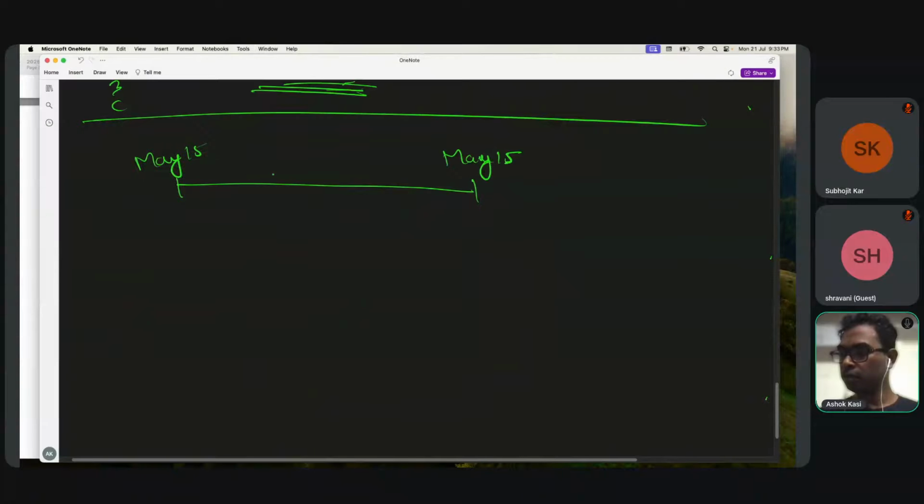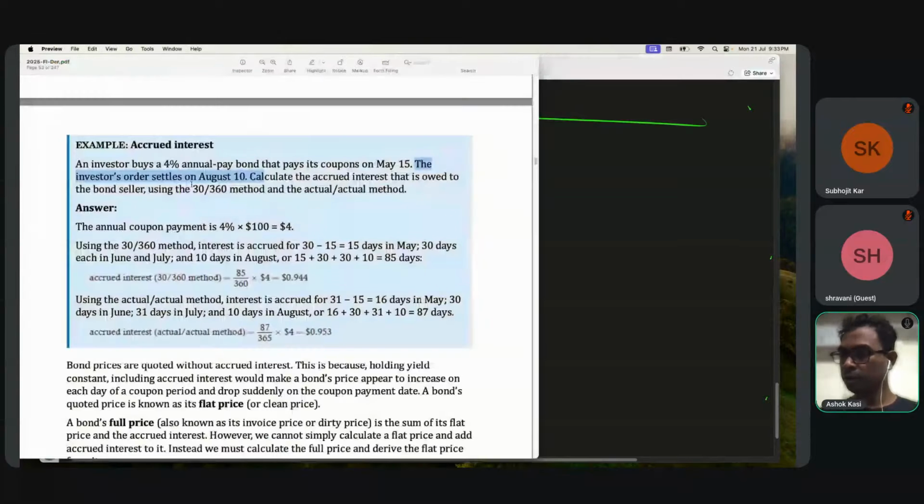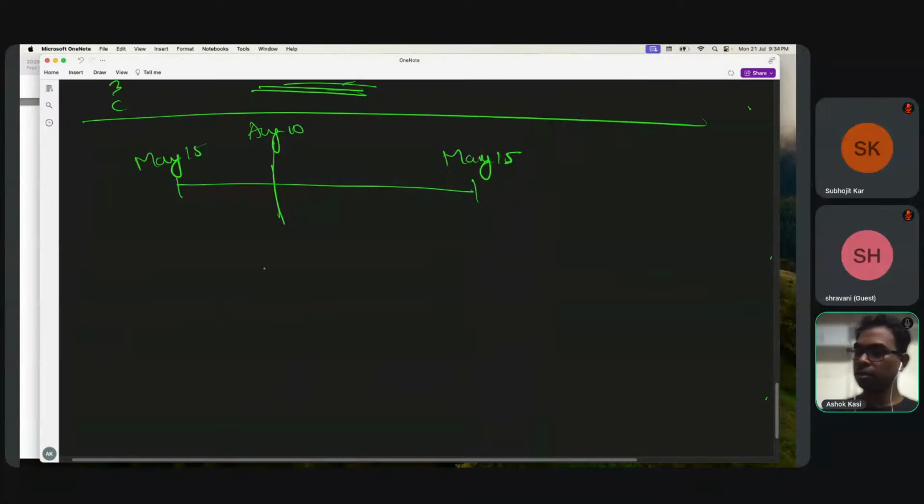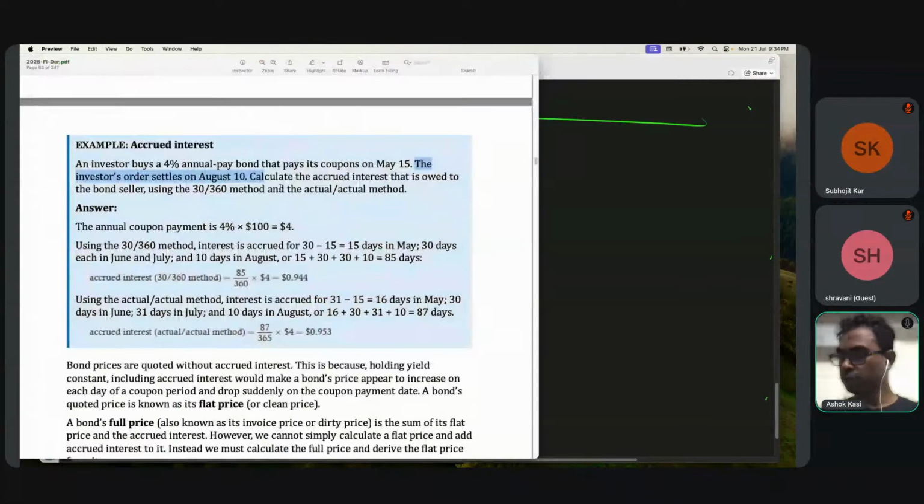So May, June, July, August. So let's say this is August 10. The investor's order. That means some buyer has bought. Calculate the accrued interest that is owed to the bond seller. So now imagine there is a buyer. Buyer is becoming the owner here. Now the question is, calculate the accrued interest that is owed to the bond seller.